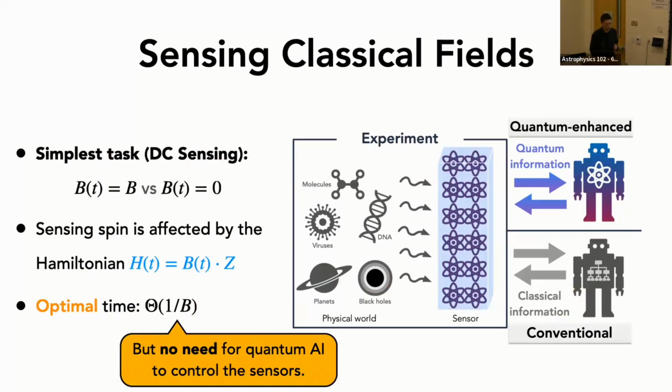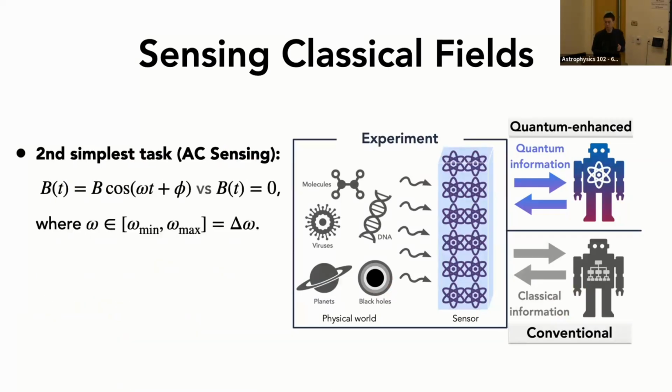However, we can also ask about the second simplest task, which is known as AC sensing. In this case, the field is not static anymore. It's not time independent anymore, but it actually fluctuates through time. And actually, a lot of the applications that I mentioned, like detecting gravitational waves to detecting dark matter, all fall under this AC sensing setting instead of the DC sensing case.